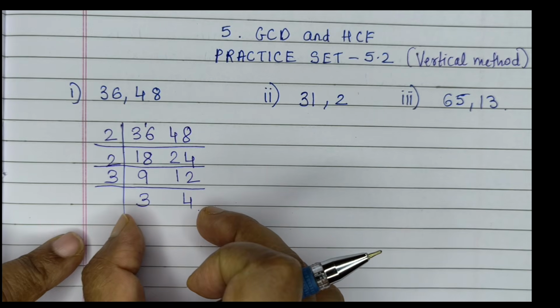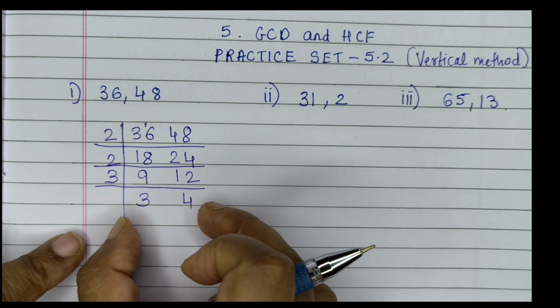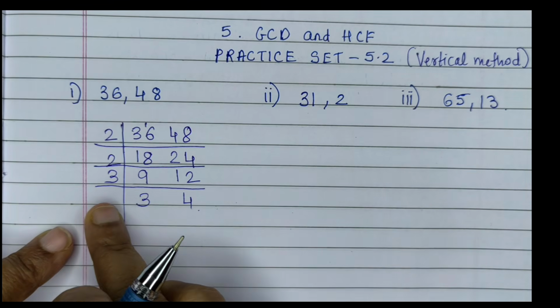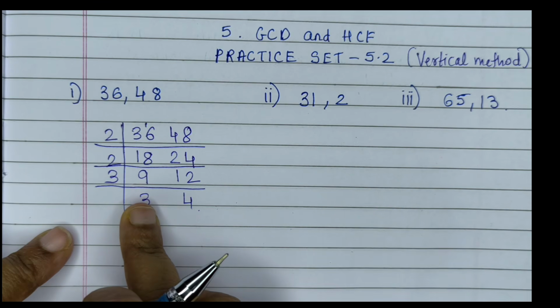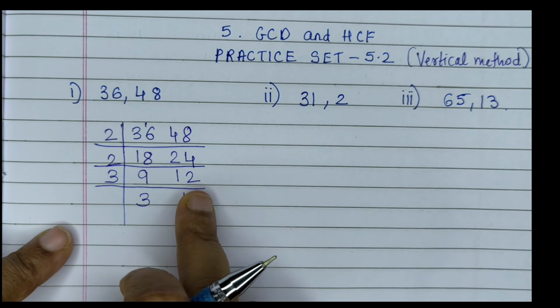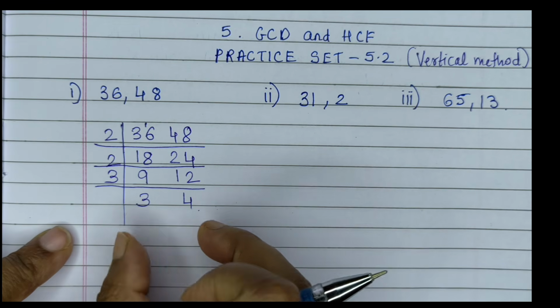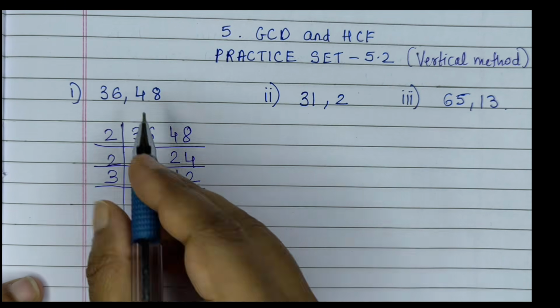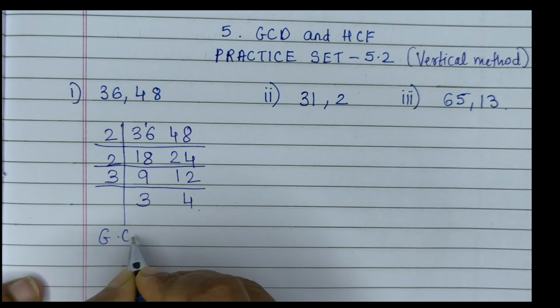Leave this 3 and 4 as it is, because 3 and 4 are not going to go in any one table. If you take 3, 3 ones are 3, you can take, but 4 is left out. If you take 2, 2 2s are 4, but 3 is left here, so we have to stop. Understood? So what is the GCD over here?